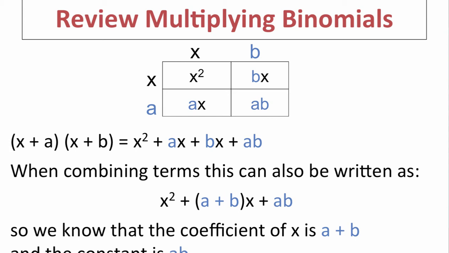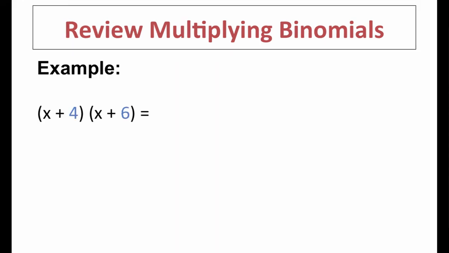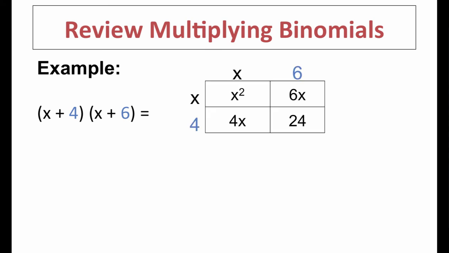Now if this seems to be a bit of alphabet soup, let's take a look at an example with some actual numbers in here. So in this example I've replaced the a and the b with a 4 and a 6. So you can use the box method that I just went through, or if you're comfortable with FOIL or double distribution, you can use that as well. But the box visually shows us that x multiplied by x gives me x squared, x multiplied by 4 gives me 4x, x multiplied by 6 gives me 6x, and then 4 multiplied by 6 gives me 24.